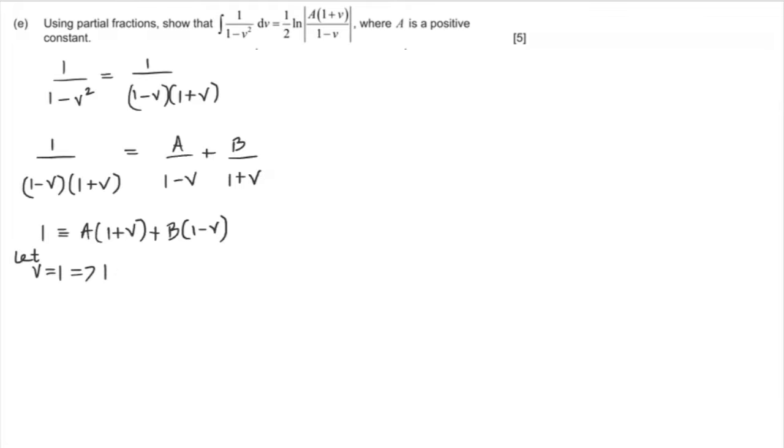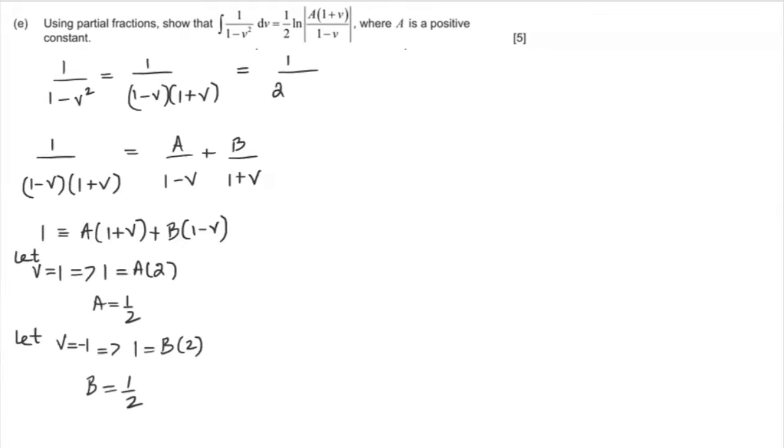This implies that 1 equals a times (1 plus 1), which is 2. So a becomes 1 half. Similarly, you can assign v equals negative 1. That will cancel a, and this will imply that 1 equals b times 2 again, and b is 1 half as well. Once you have the values of a and b, you can rewrite the expression as 1 over 2 times 1 minus v, plus 1 over 2 times 1 plus v.